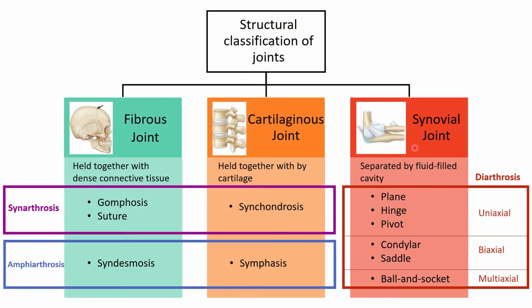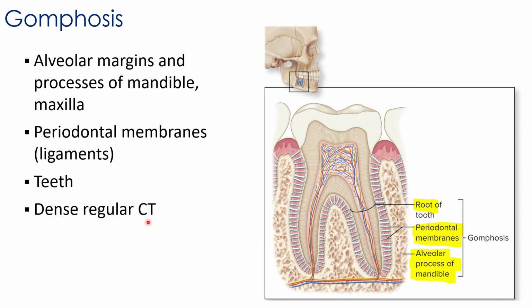Now back to some of our articulations of the skull. We've already mentioned the sutures. I do want to bring up, however, another fibrous joint that we haven't talked about yet, and that is a gomphosis. A gomphosis occurs between the alveolar margins and processes of the mandible and the maxillae.